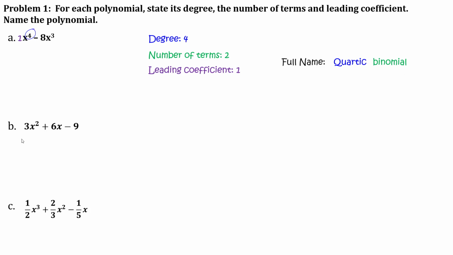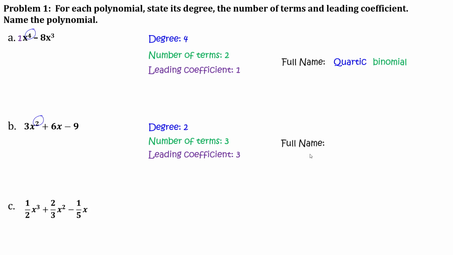All right, problem 1, part B. 3x squared plus 6x minus 9. The degree is 2 because the highest power on the variable part is 2. The number of terms is 3. 3x squared is the first term, 6x is the second term, negative 9 is the third term. And the leading coefficient is 3. So now we're going to come up with a full name.